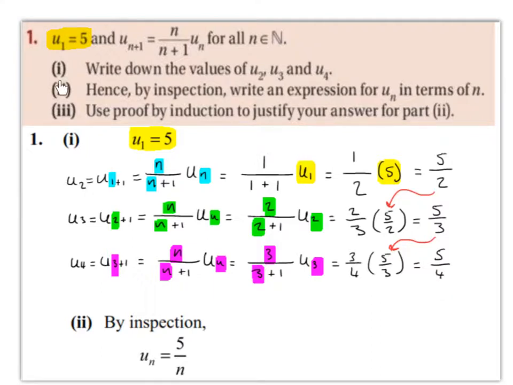Part 2. Hence, by inspection, write an expression for un in terms of n. So by inspection, un is equal to 5 over n. So notice that u2 was 5 over 2, u3 was 5 over 3, u4 was 5 over 4, and we would presume that u5 would be 5 over 5, and u6 would be 5 over 6, and u7 would be 5 over 7, and so on. So un is equal to 5 over n.